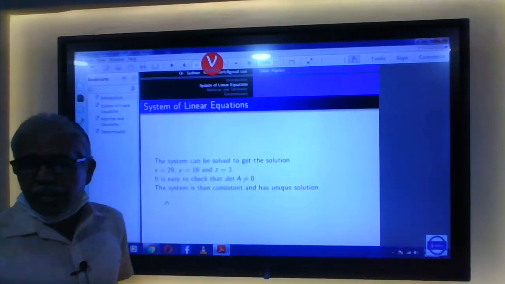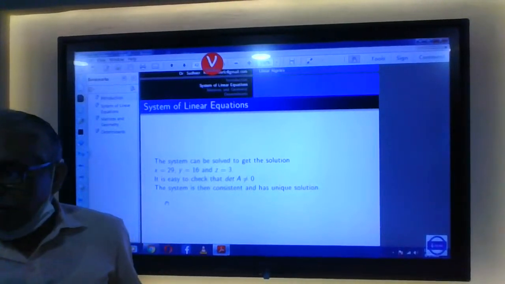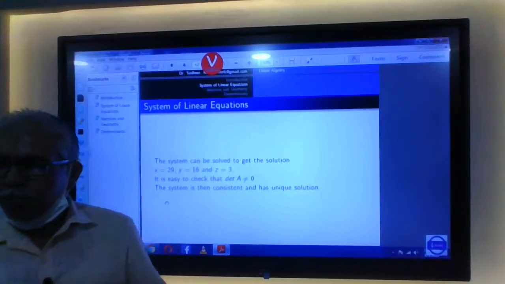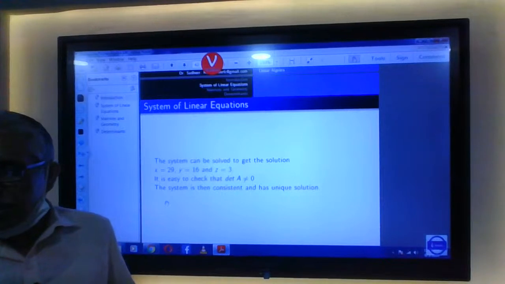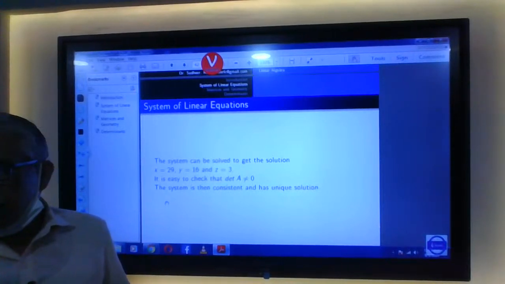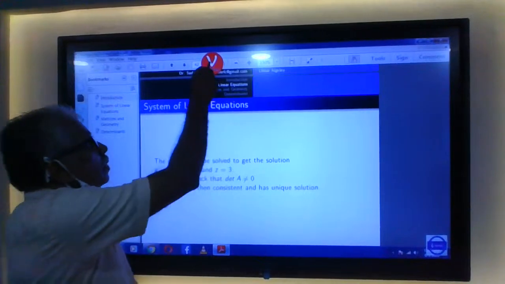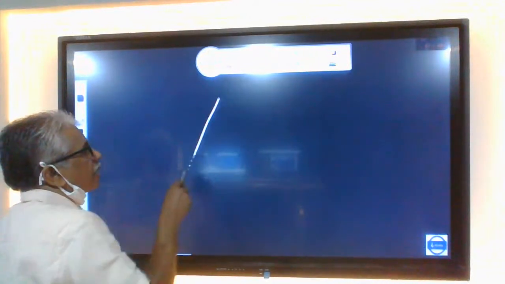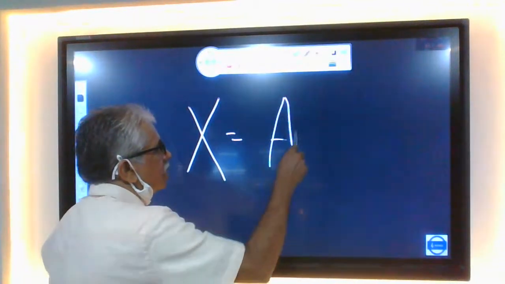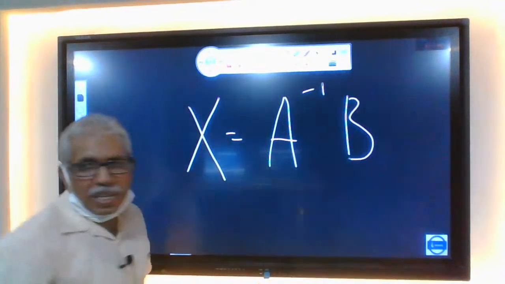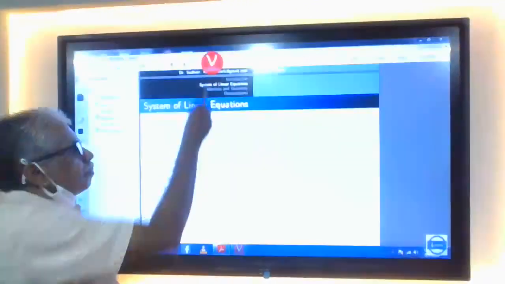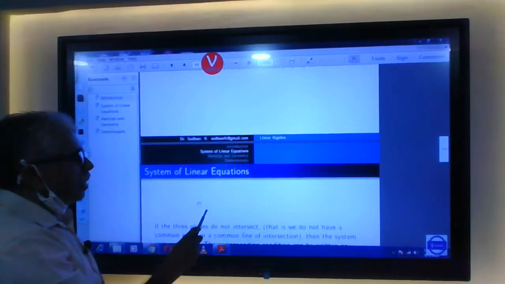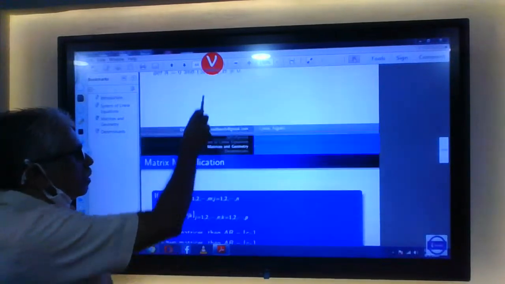And it is easy to check that in that case, the determinant of the coefficient matrix is non-zero. And because the determinant is non-zero, as per the theory of linear equations, you have exactly one solution given by X equal to A inverse B. That will be the solution. Okay. Now, the systems of linear equations is thus geometrically explained.